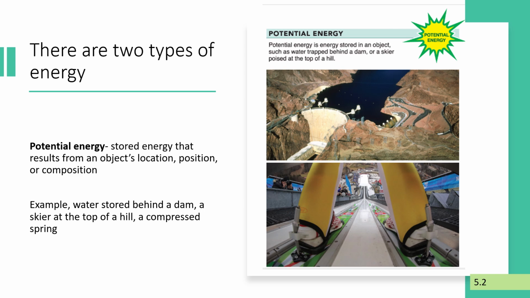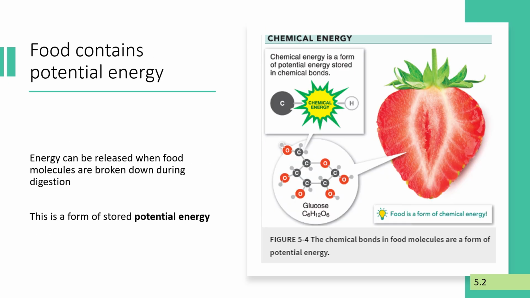For example, if you roll a ball to the top of a hill, its position there is a store of potential energy because it has the potential to roll down that hill. The energy stored in the molecules of our food is a form of potential energy. It has the potential to be released and used when we need it.